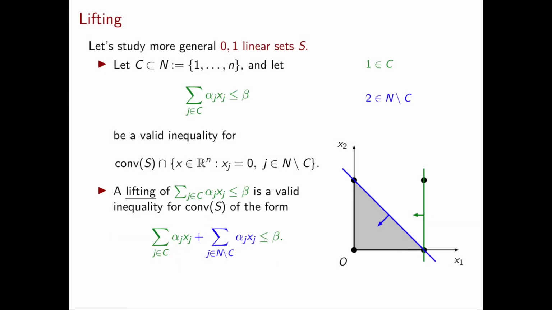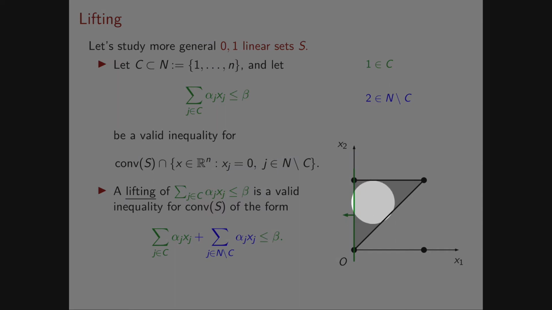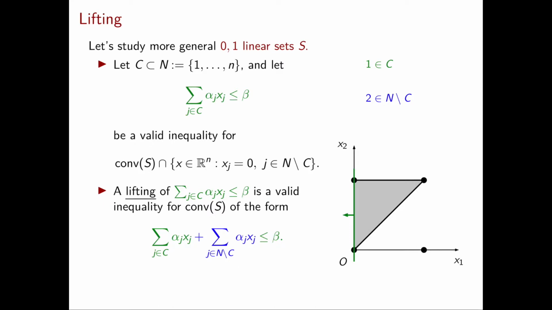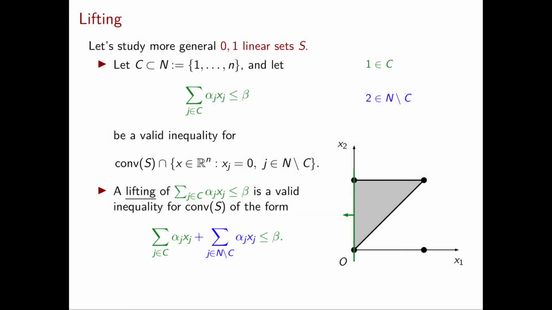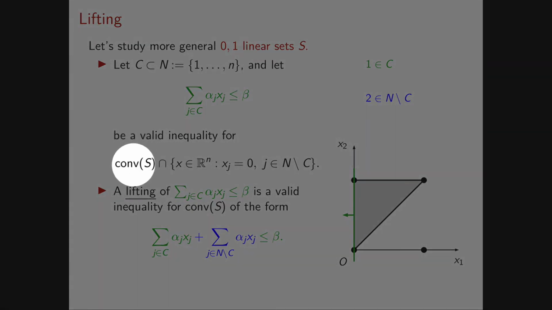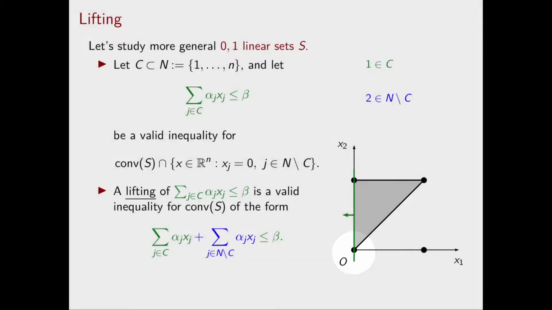Let's now look at an example that is a little bit different. So everything I'm changing is the triangle is now the convex hull of the origin, the point 1, 1, and the point 0, 1. At this point, we still keep 1 in C and 2 in n minus C. Therefore, the green inequality could be, for example, x1 less than or equal to 0. In fact, it is valid for the triangle intersected x2 equal to 0, which is just this point.